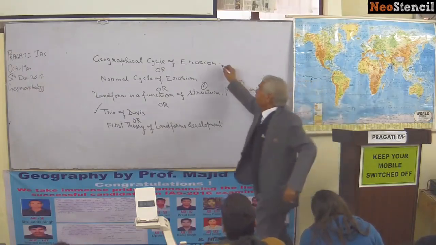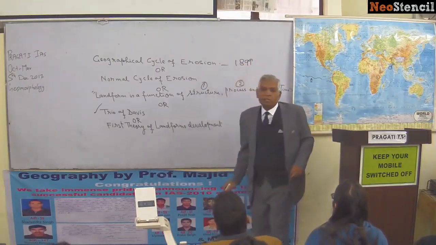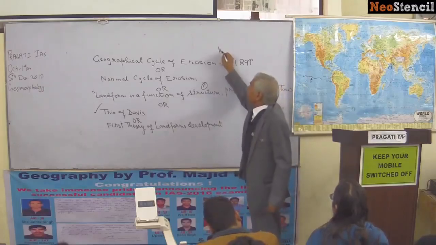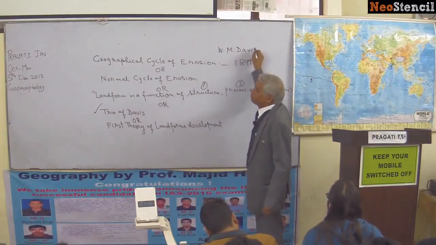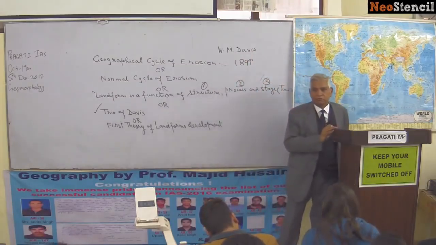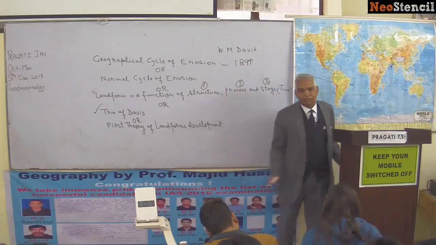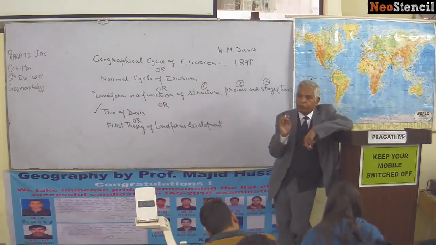Now in 1899, William Morris Davis developed the first theory of landforms development. That's why it is known as the first theory. He is also considered the father of geomorphology.